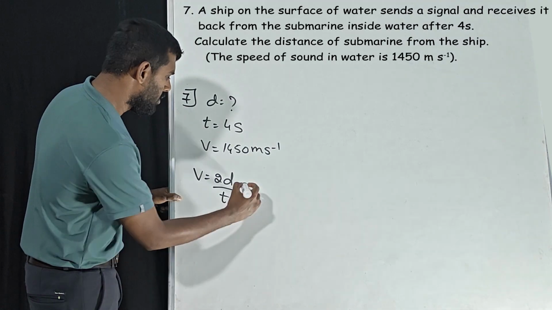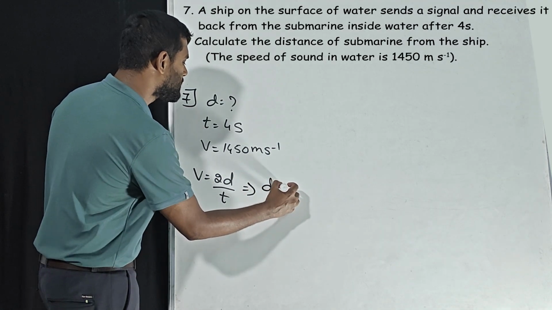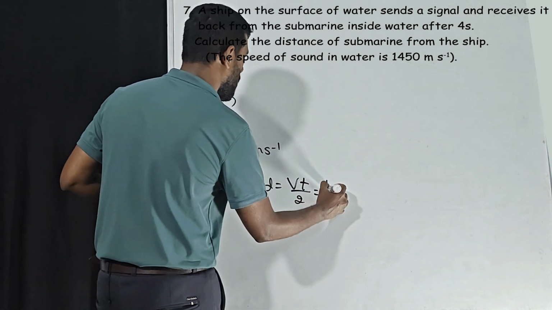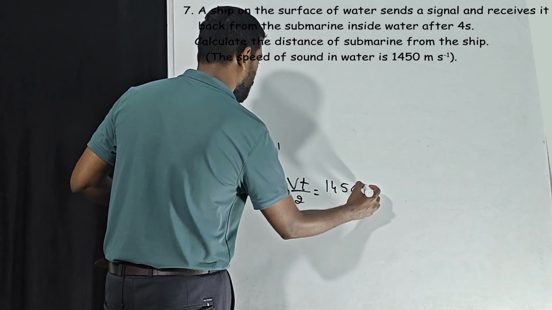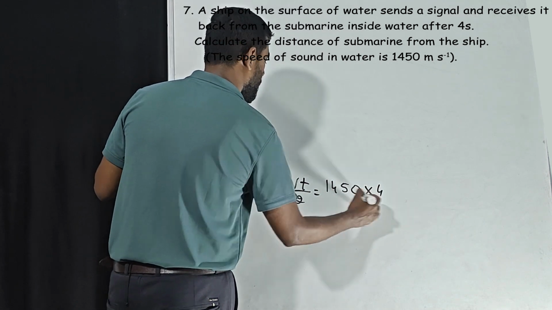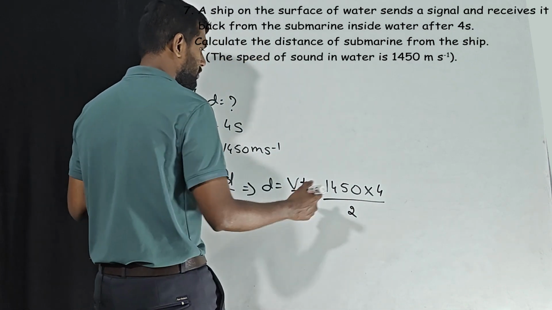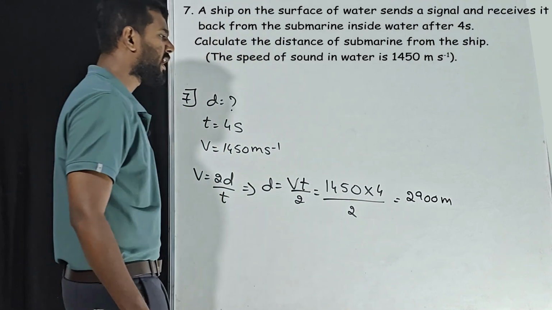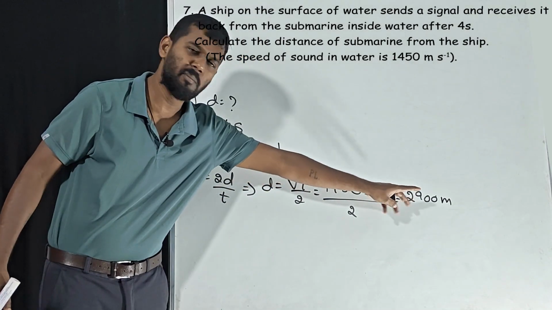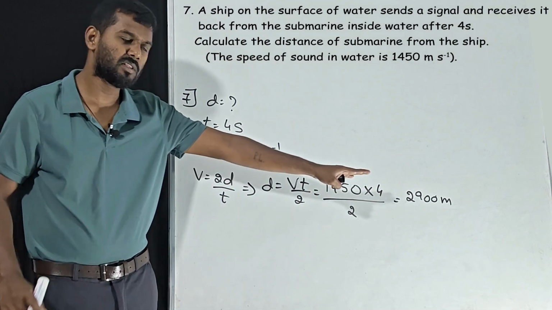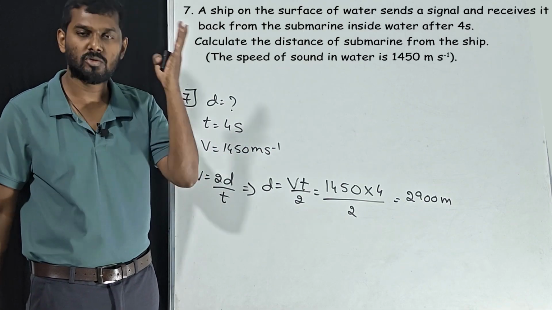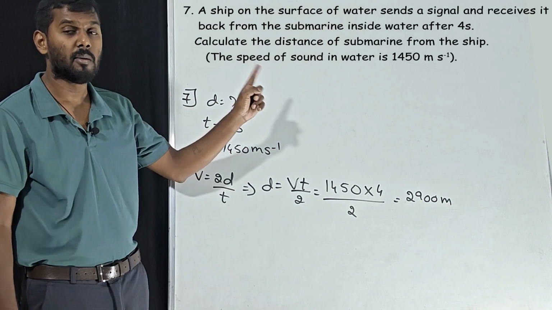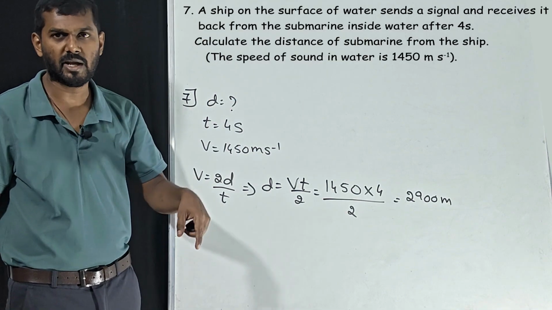D. So d is equal to vt by 2. Substitute the values. 1450 into 4 divided by 2. So the answer will be 2900 meters. You can keep the answer in meters also, this is fine. No need to convert into kilometers. If it is in kilometers, you have to convert into meters, because meter is the SI unit, correct?